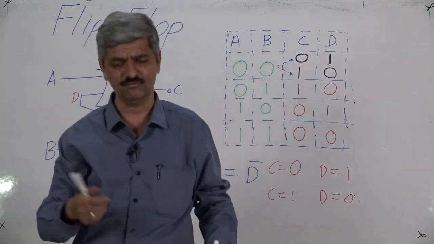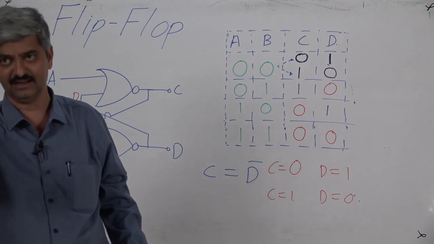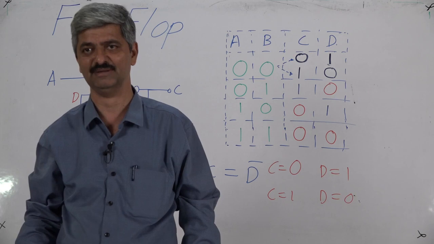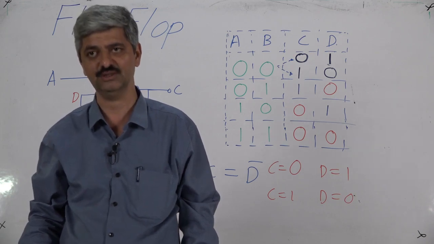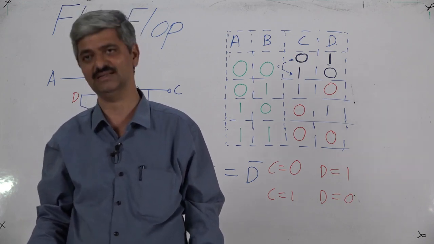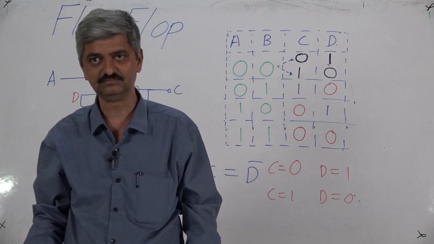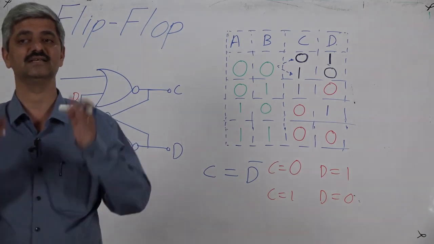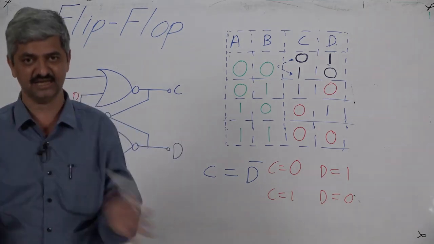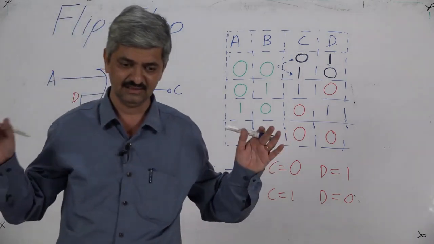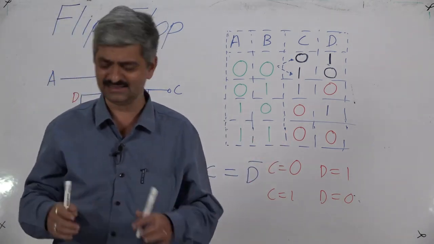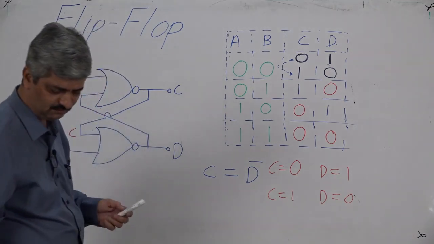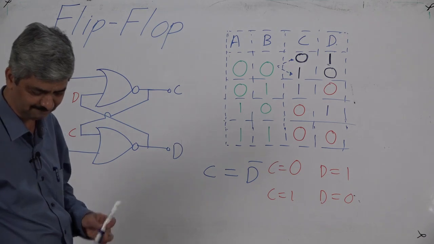Then somebody of you, by some mischief, may stand up and say, sir, I will start with 0, 0, let us see what happens. Or I will start with 1, 1, let us see what happens. Then what will happen? Both states are not allowed, they can't sustain. Because if we make both 0, what will happen?